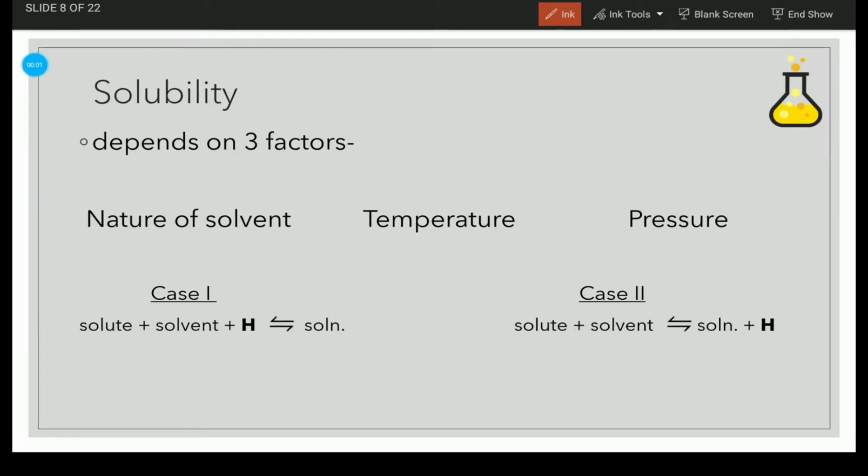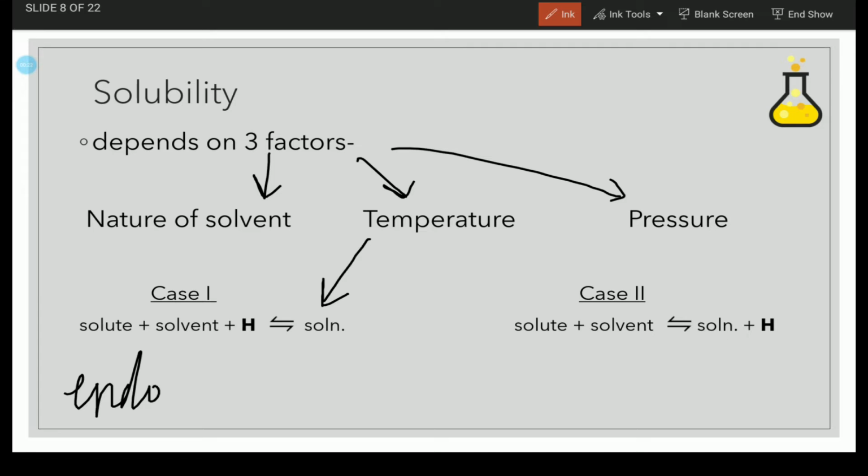Let us talk about solubility. Solubility depends on three factors. First is the nature of solvent. Second is the pressure. Third is the temperature. Now, temperature gives rise to two interesting cases. First case is the endothermic case. Here, the solubility is directly proportional to the temperature.